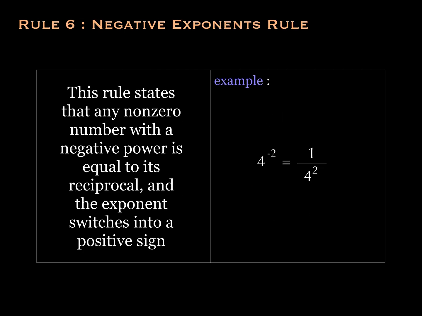The final rule is Rule 6, which is the negative exponents rule. This rule states that any non-zero number, or any number except for 0, with a negative power is equal to its reciprocal. A reciprocal is when the denominator and numerator positions switch, and the exponent switches into a positive sign. For example, 4 to the power of negative 2 is the same thing as 4 to the power of negative 2 over 1. So the reciprocal of that is 1 over 4 to the power of negative 2. But we switched the exponent sign. So now it's 1 over 4 to the power of 2.